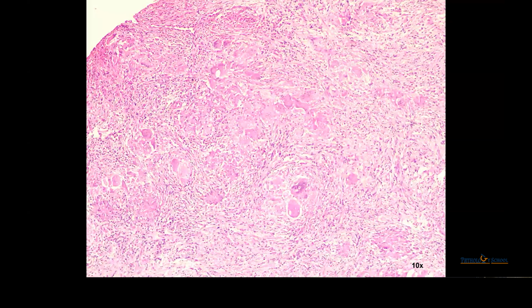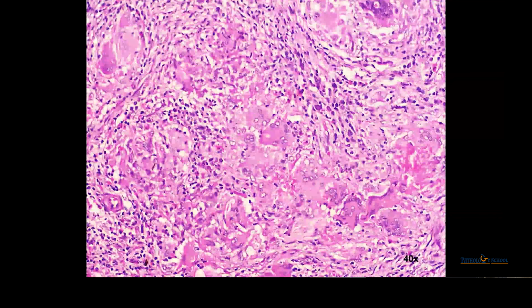Next slide, please. As you can see in this focus, multiple giant cells can be seen. Also can be seen a few foci of necrosis, and the granulomas were surrounded by a collection of histiocytes, plasma cells, as well as lymphocytes and scattered eosinophils. Eosinophils are also noted in the same foci.